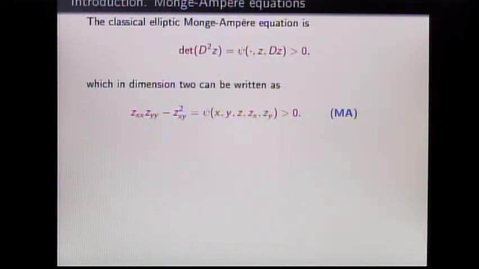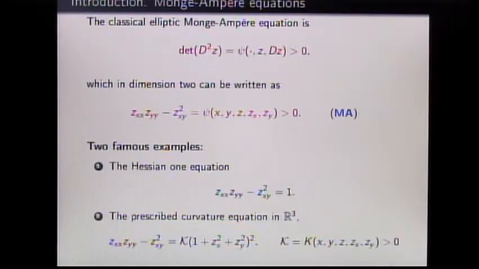Two simple examples of this kind of Monge-Ampère equations are, first, of course, the Hessian one equation, the most simple example that we may consider. Determinant of the Hessian equal to a constant, equal to 1 in this case. Or, for instance, the well-known equation in geometry, the equation of graphs in R3 of prescribed Gaussian curvature. If you have a graph and you impose that the curvature is equal to K, a positive function, then the graph must satisfy this PDE.